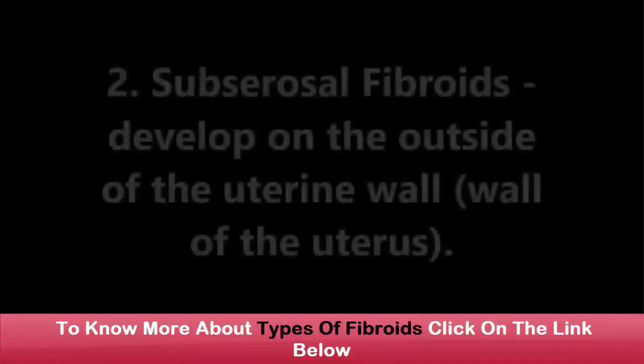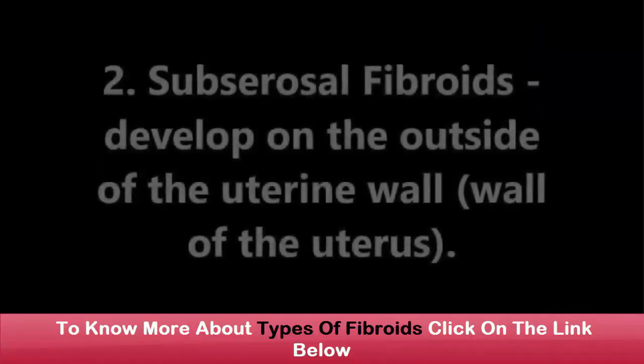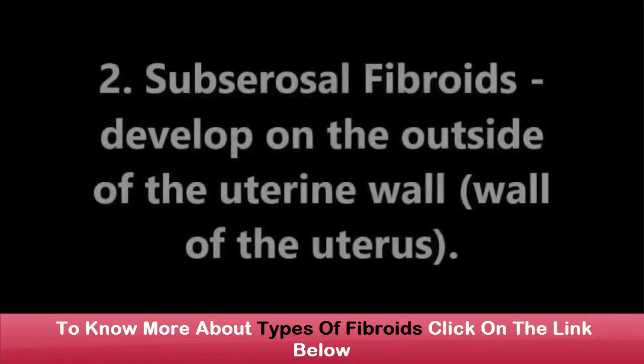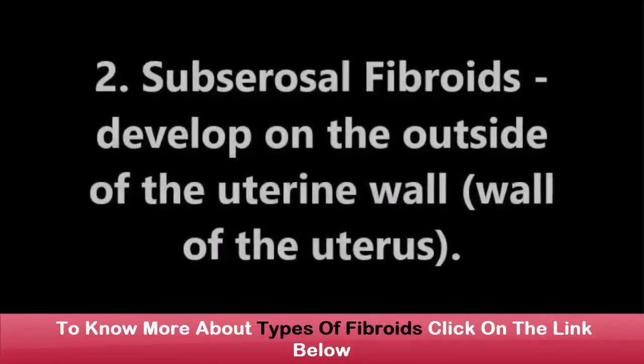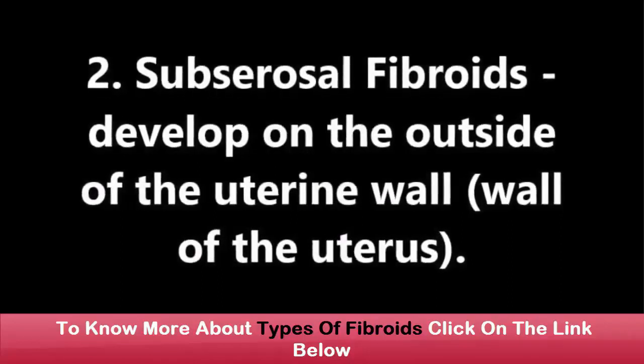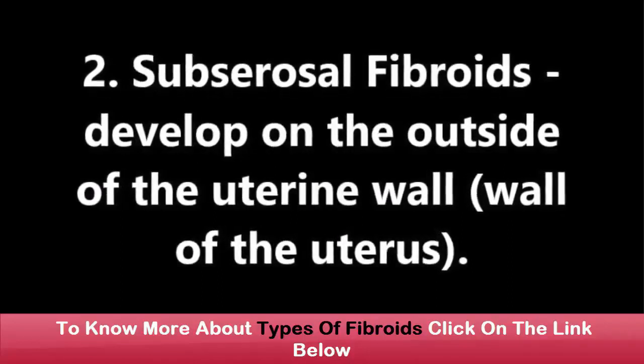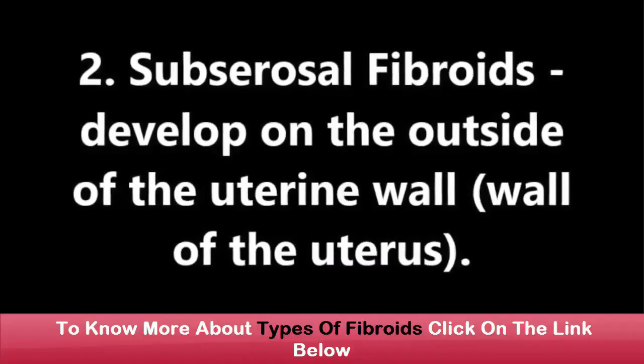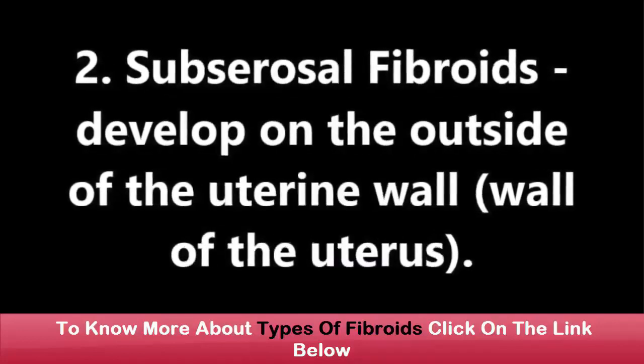Second is the subserosal. These fibroids grow on the outside of the uterine walls. These fibroids can sometimes press on the bladder, which causes urinary difficulties.